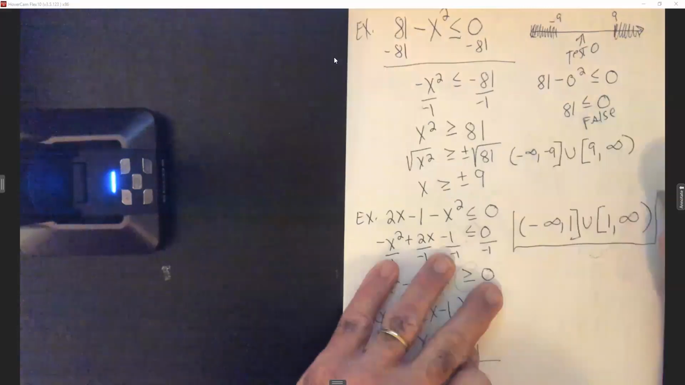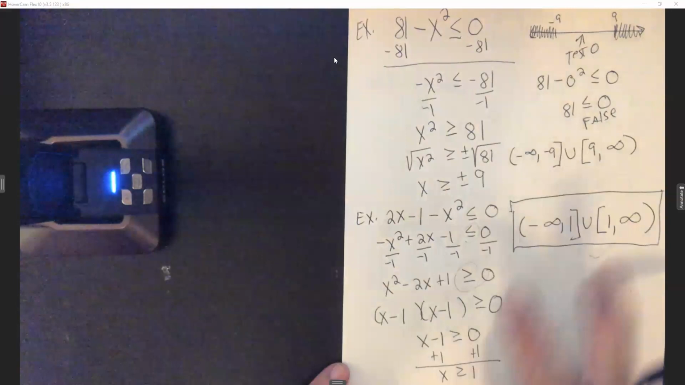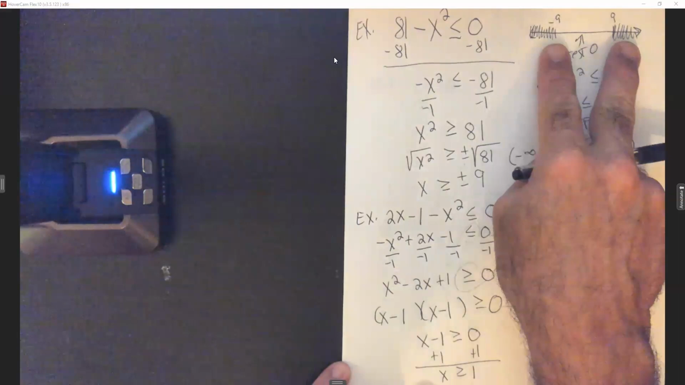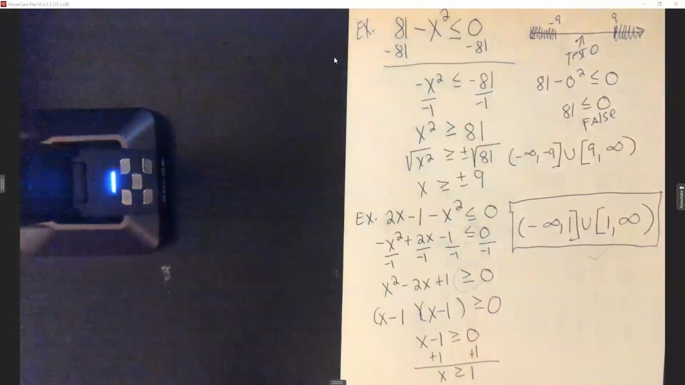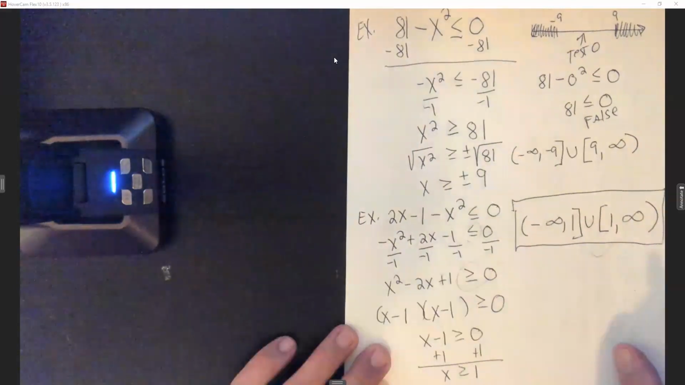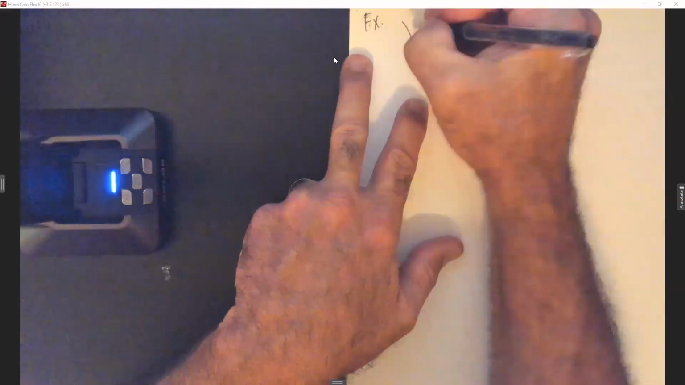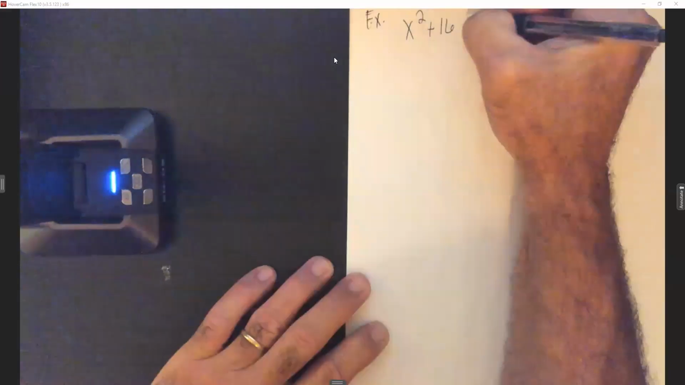So, 2 answers, you got to set up a number line and test that 0. 1 answer, you exclude that 1 number, and that's it. All right, y'all, I got one more. So this one says x squared plus 16 is less than 6x.